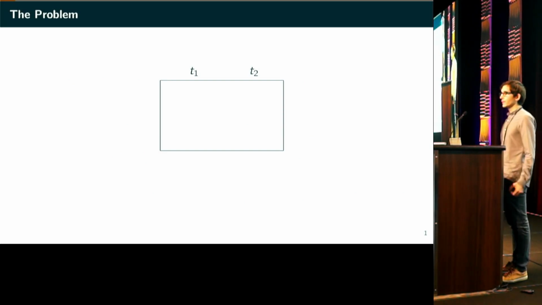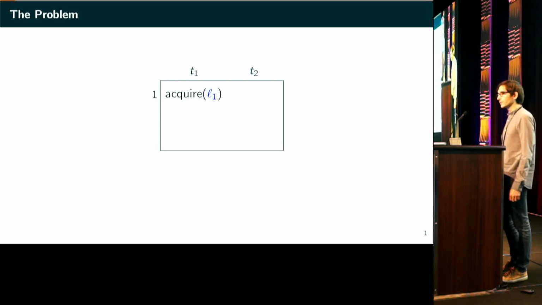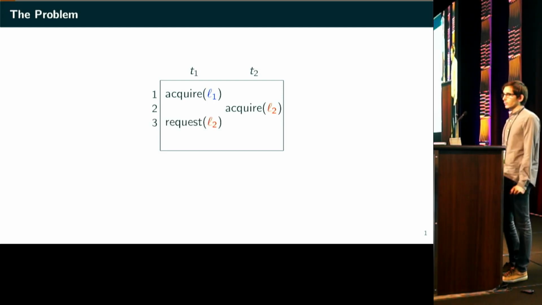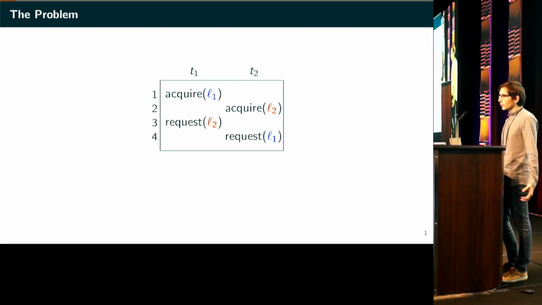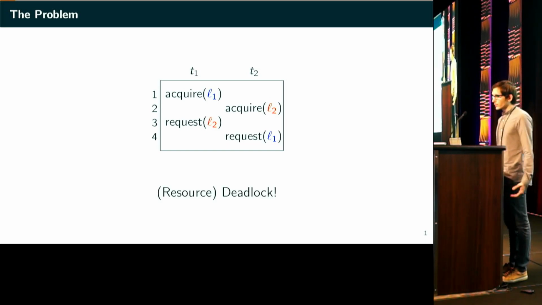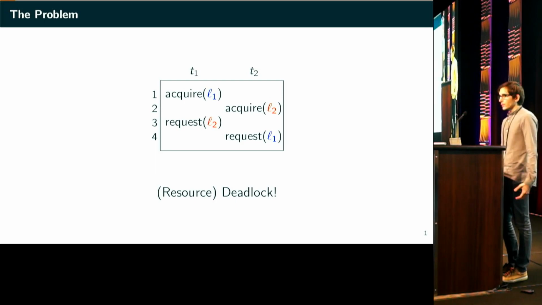So here we have two threads. First, thread 1 acquires lock L1, then thread 2 acquires lock L2. After that, thread 1 requests to acquire lock L2, while thread 2 requests to acquire lock L1. At this point, neither of the threads can continue their execution, as they are both waiting to acquire a lock that is held by the other thread. And this situation corresponds to what's called a resource deadlock.